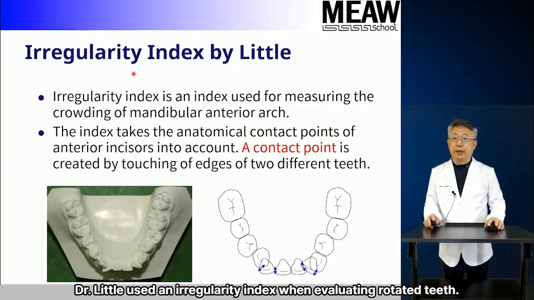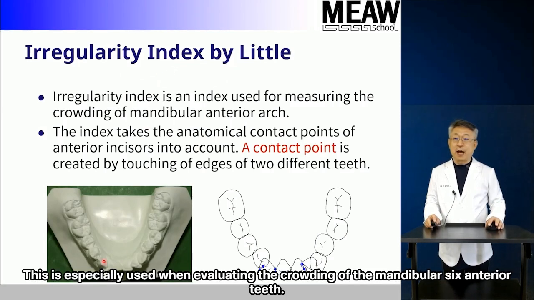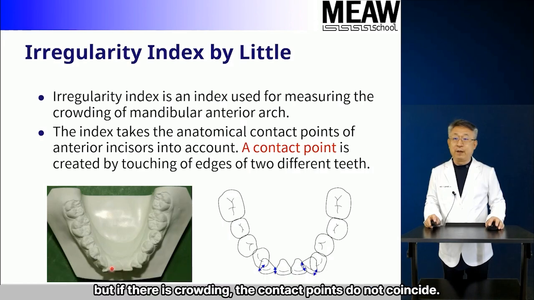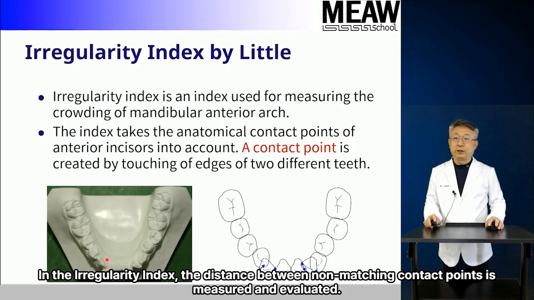Dr. Little used an irregularity index when evaluating rotated teeth. This is especially used when evaluating the crowding of the mandibular 6 anterior teeth. In the mandibular 6 anterior teeth, the contact points of each tooth must coincide with each other. But if there is crowding, the contact points do not coincide. In the irregularity index, the distance between non-matching contact points is measured and evaluated.